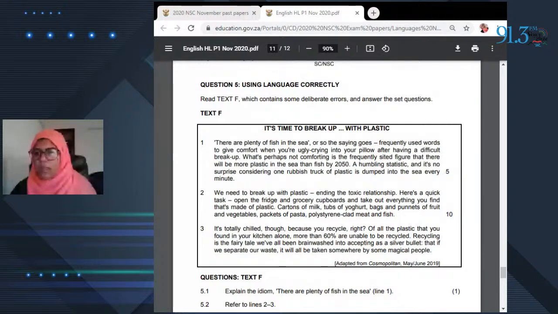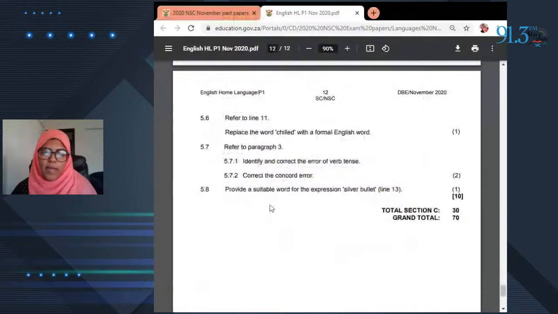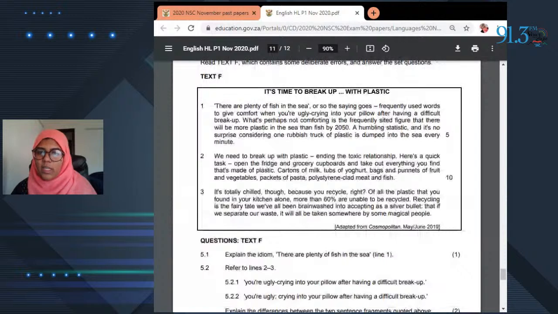So yeah, they are asking in 5.7 specifically, first, 5.7.2, the concord error. It is 60%. They say that 60% are, right? More than 60% are unable. So that does not even sound right. So it's more than 60% is unable to be recycled. So "are" will change to "is", with ease, right?